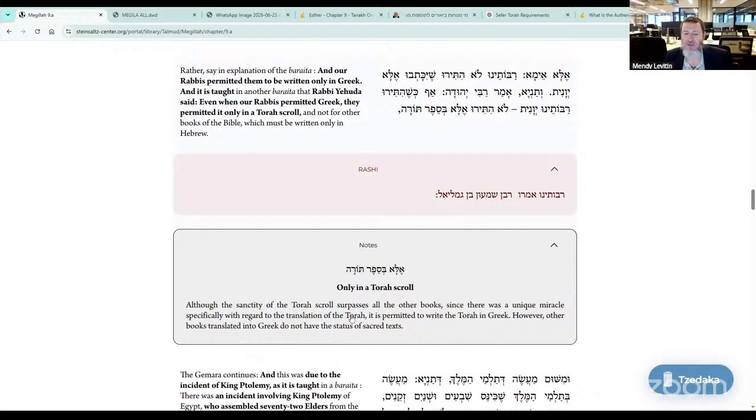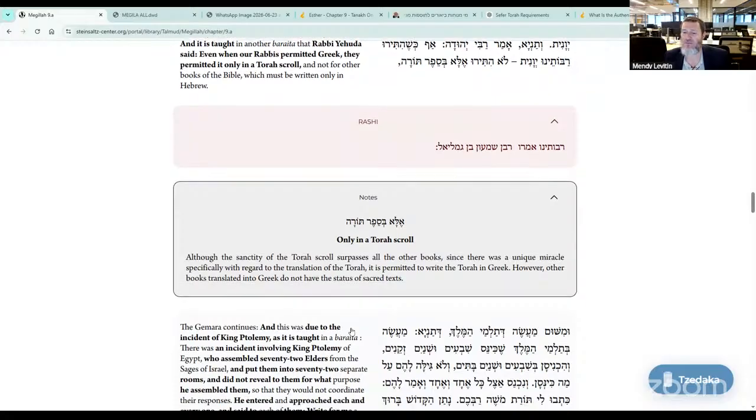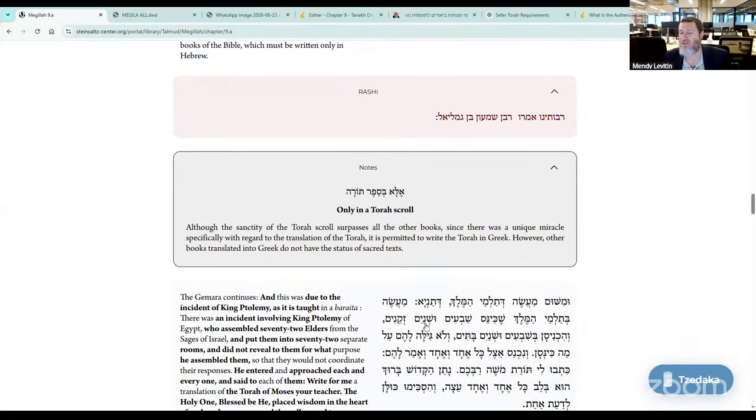Although the sanctity of Sefer Torah surpasses all other books, since there was a unique miracle, like we're going to learn, specifically with regard to the translation of the Torah, it is permitted to write the Torah in Greek. However, other books translated into Greek do not have the status of sacred text. Only a Sefer Torah does. Why did we allow people to write in the Sefer Torah in Greek? Mishamais is the Talmud Megillah, because it's the story of Talmud Megillah.